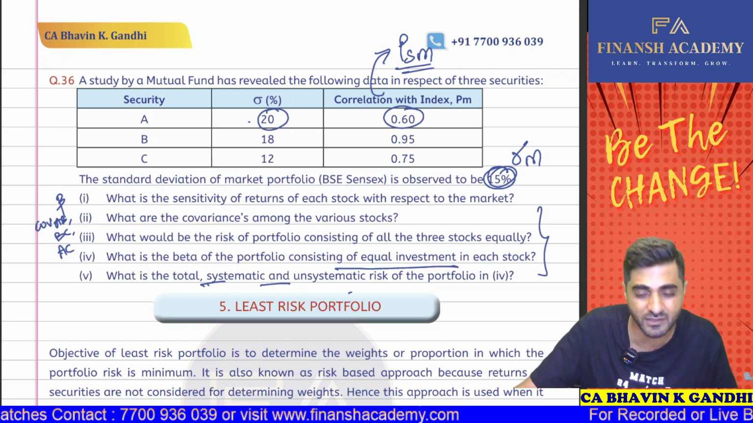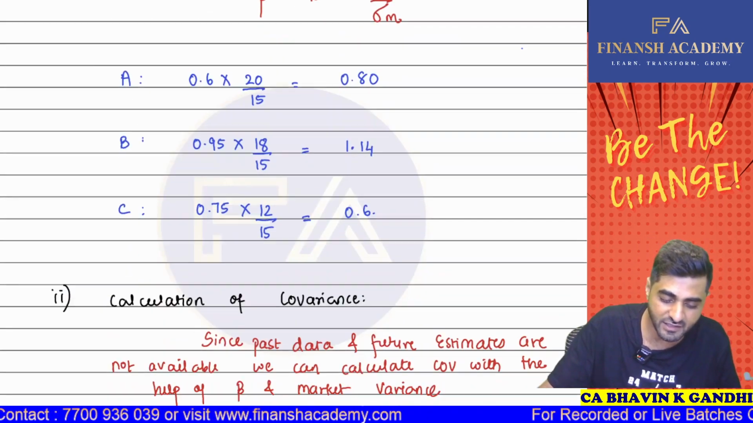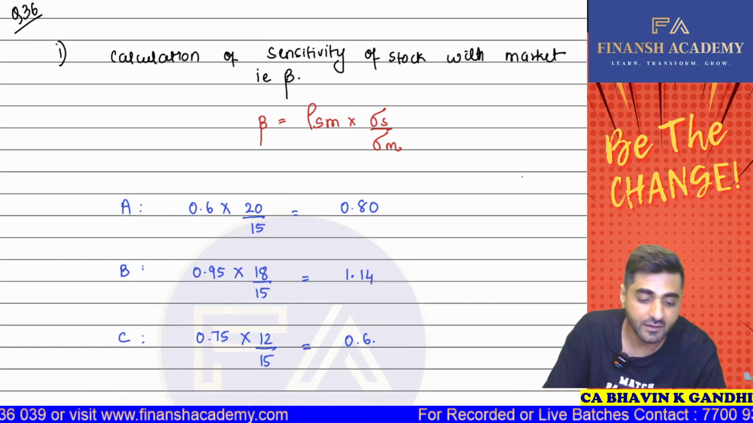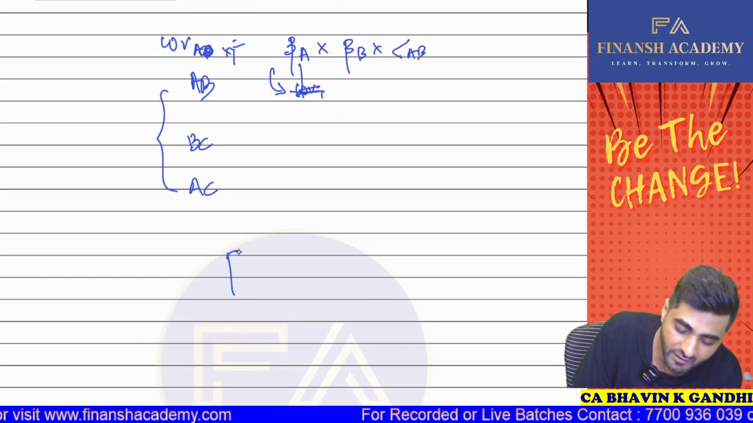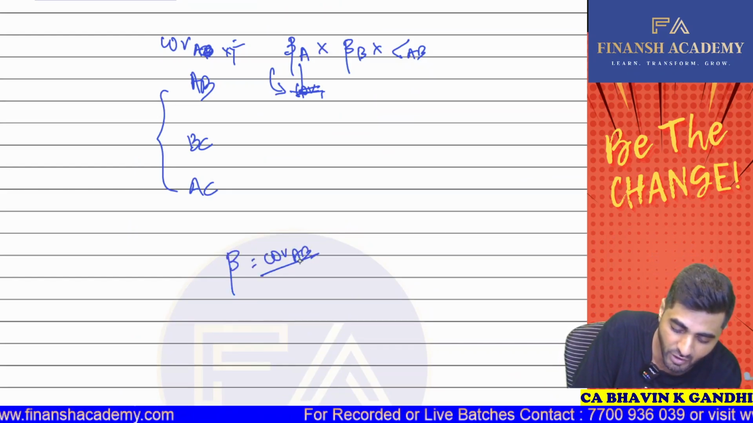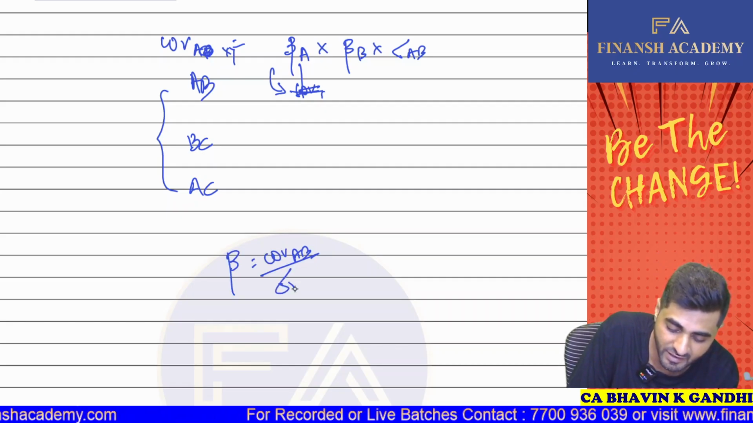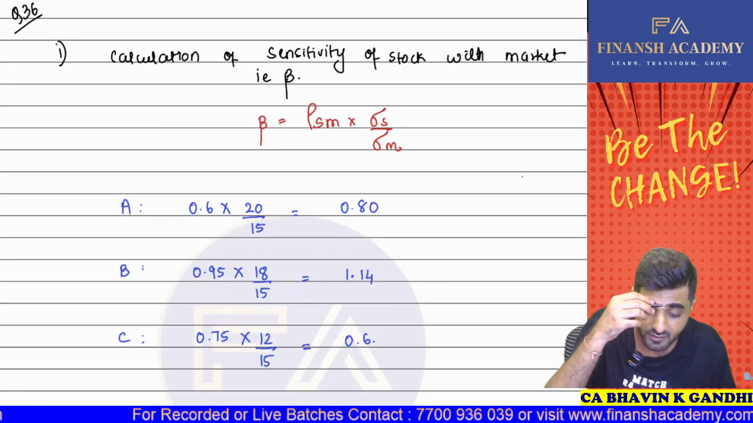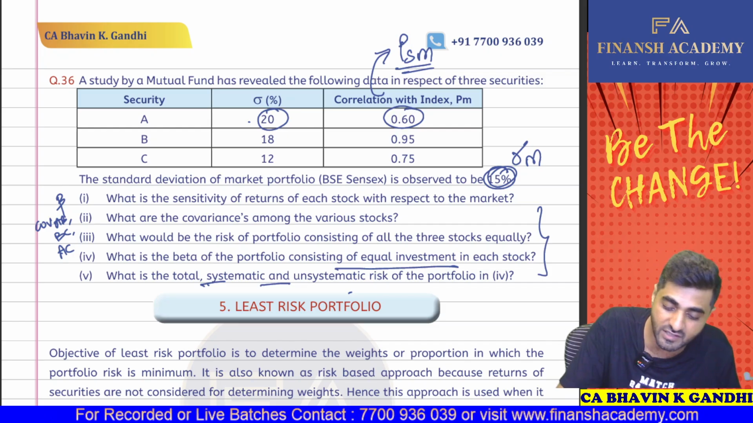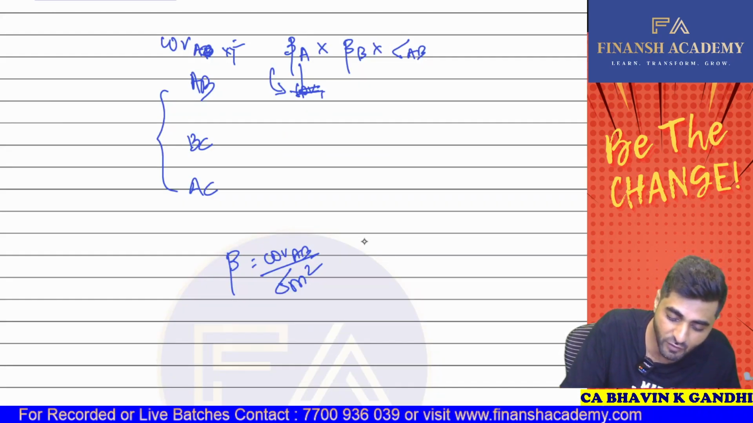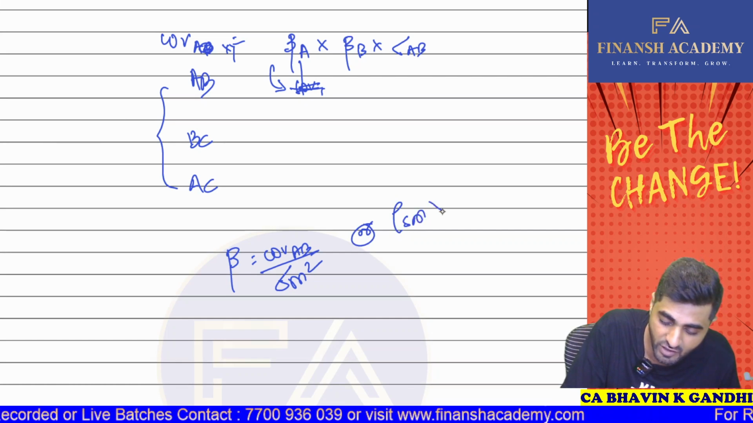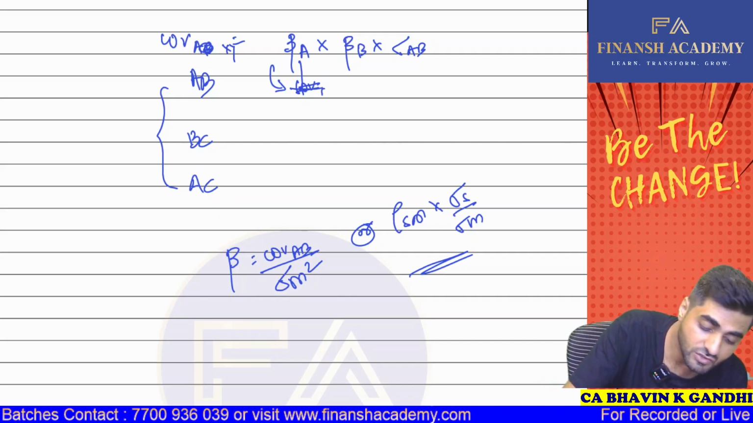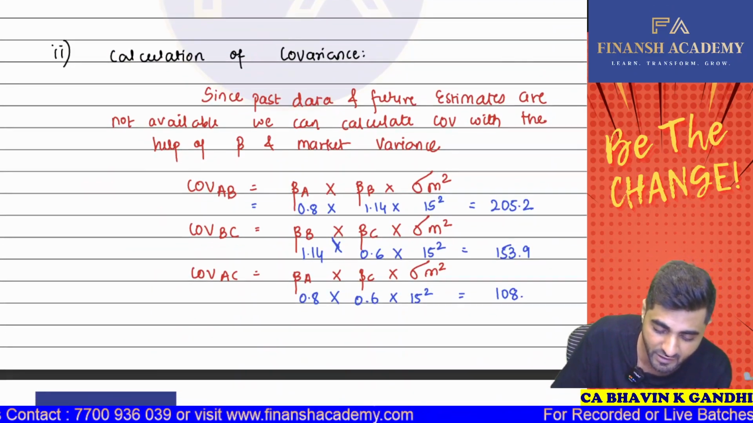So this was regarding your question number 36, extremely easy, but still I'll just present you the solution. So this is the sensitivity of the stock with the market. So how do you calculate beta? Covariance of AB on market variance, right? That's how we can calculate the beta. Come on, yes or no? Yes, sir. And also we can calculate, because here in this question we have the correlation coefficient, so we can use this formula: correlation coefficient of the security with the market into standard deviation of the security upon standard deviation of the market. So this is how we are going to do the calculation, and this is how we'll be getting beta.